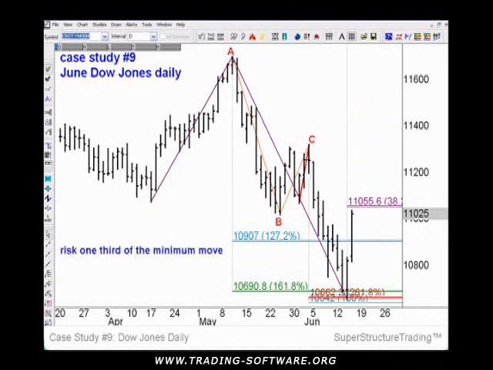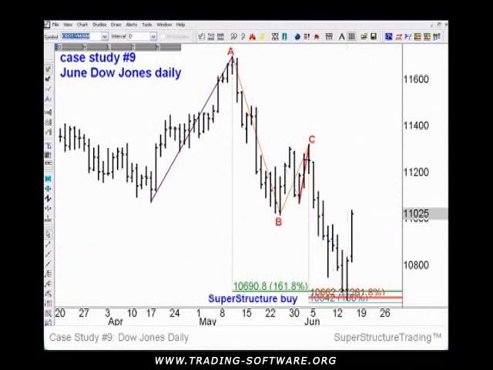And where should I put my stop loss? I like to risk about 1/3 of the minimum move. In other words, we look at how much the expected minimum move is, and we take 1/3 of that and we subtract that from our entry price. With that setup, we will have a 3-to-1 reward to risk ratio on the trade. So in the end, this actually is a superstructure buy right here where these three numbers average.